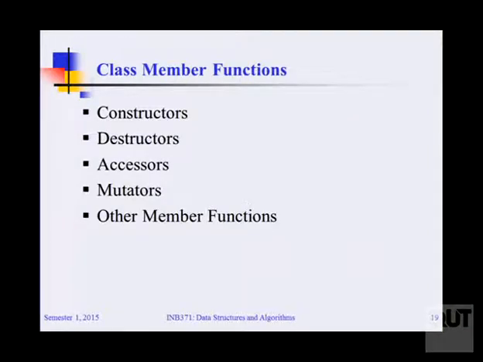Now we look at the different types of class members in a C++ class. Typically we have constructors. We could have more than one constructor in one class, right? This is not new to you guys. And also we have destructors. This is new to you if you didn't have any background in C++. And we have accessors and mutators, which are probably not quite new to you. And also we'll talk about other class member functions very quickly.